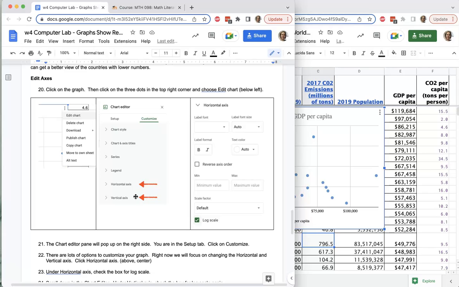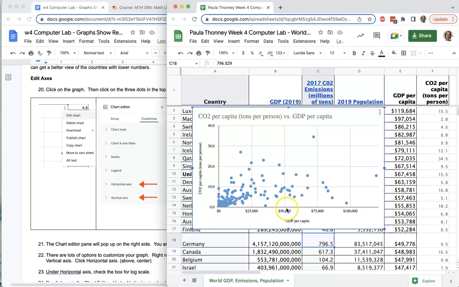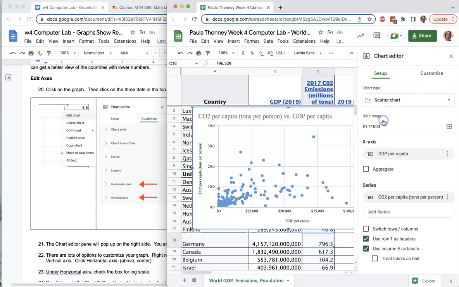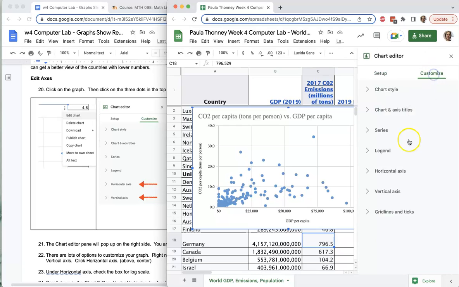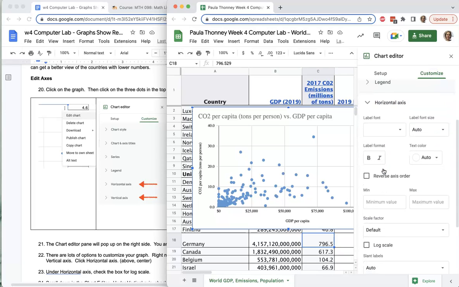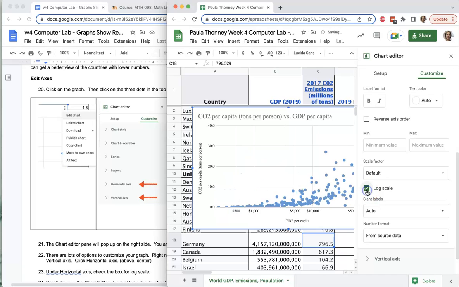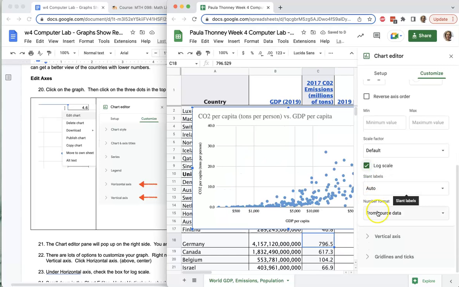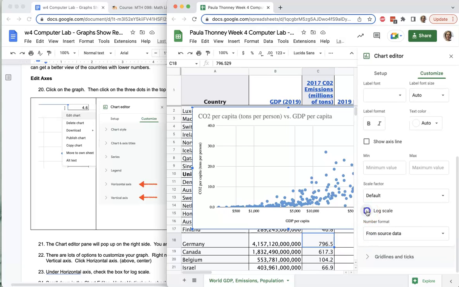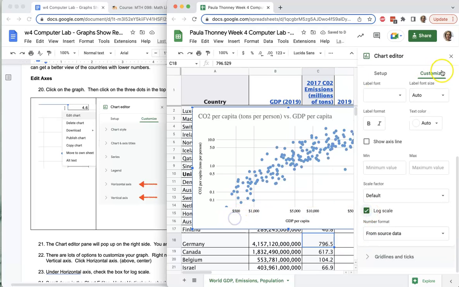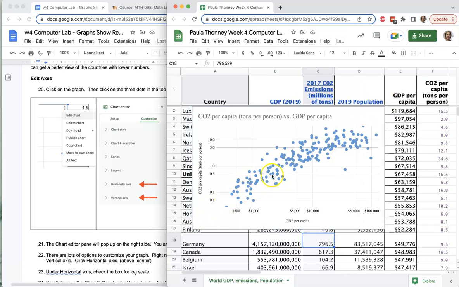So now we're going to edit the axes and change the way the axes are scaled. Right now they're scaled by 25,000 here and 10, 20, 30 here. If we go to Edit Chart, we're going to go to Customize, Horizontal Axis, and change this to Log Scale. Then go down to Vertical Axis and change it to Log Scale. And it really changes what this graph looks like. All of a sudden, there's a very strong linear relationship between these two data.